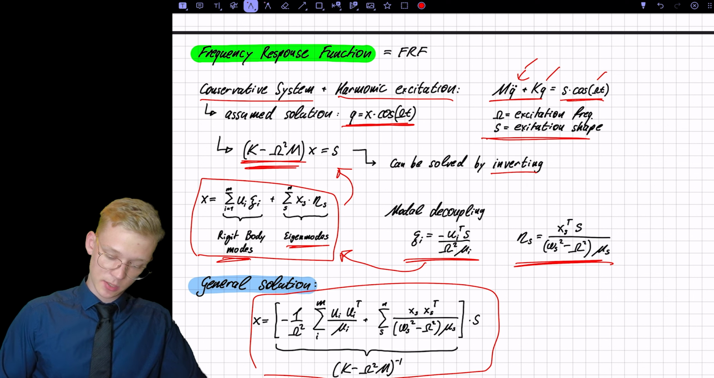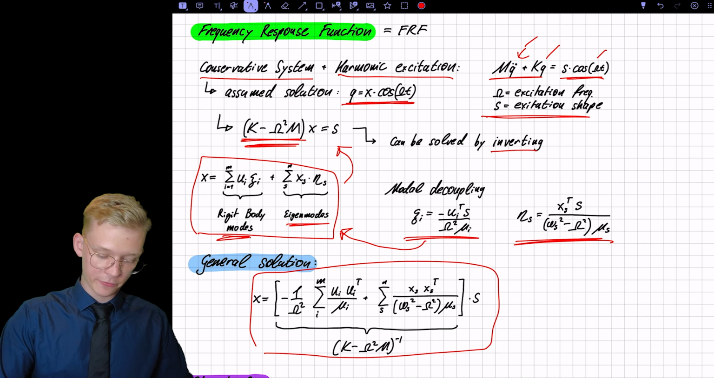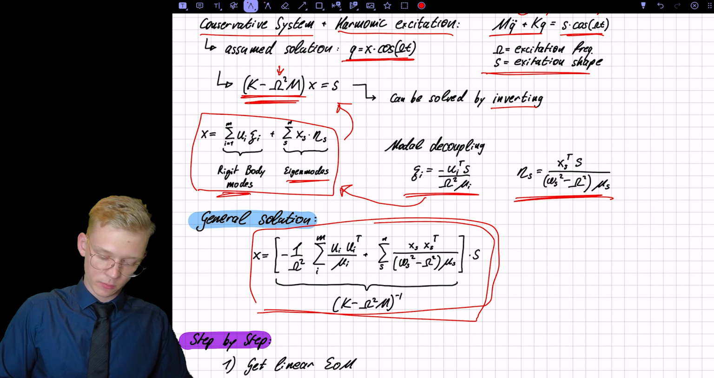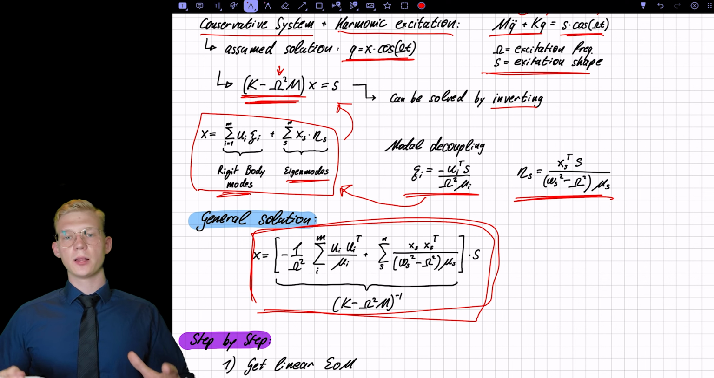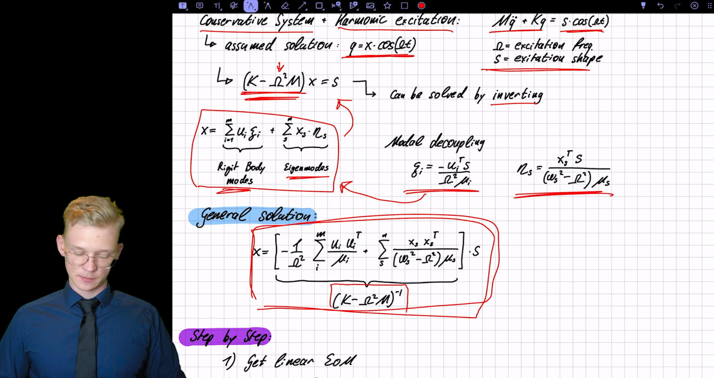So instead of inverting this matrix every time for every omega, we can just multiply our eigenmodes and eigenfrequencies in such a way that we will basically get the inverted matrix.